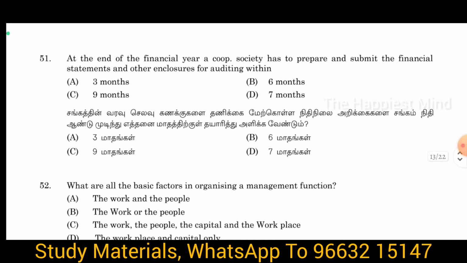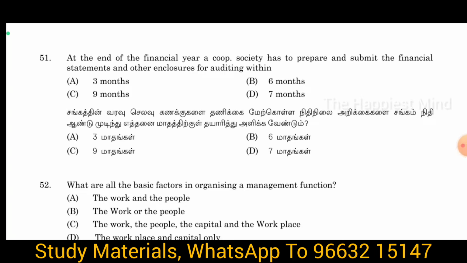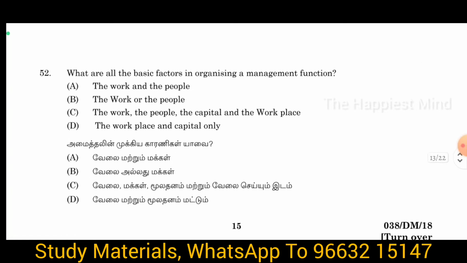Next, question 51. At the end of the financial year, the cooperative society has to prepare and submit the financial statements and other enclosures for auditing within dash. So it is within 3 months. Answer is option A.